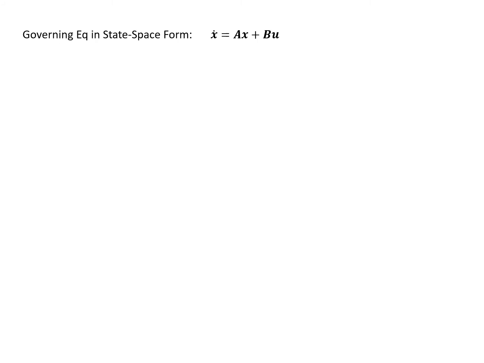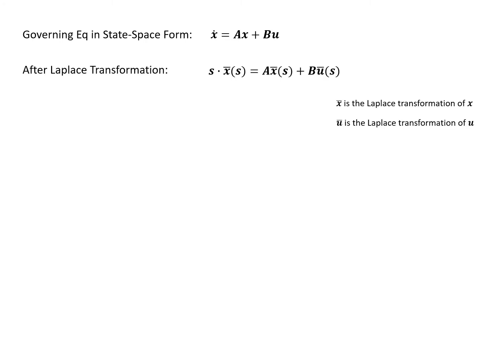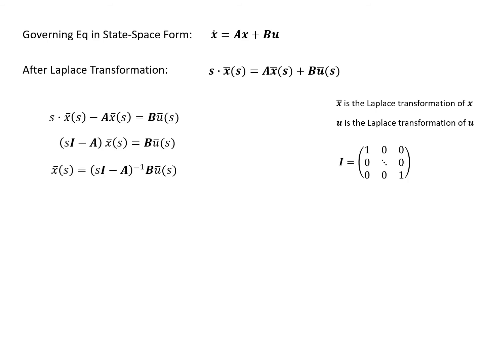Okay, so let's move further, and just remind you about the state space form of the governing equation. And then what we do is the Laplace transformation. So the left-hand side is s times the transformed X, and it equals A X bar plus B U bar, and the variable is s, in the transformed space. And notice here, X bar is the Laplace transformation of X, and U bar is the Laplace transformation of U.